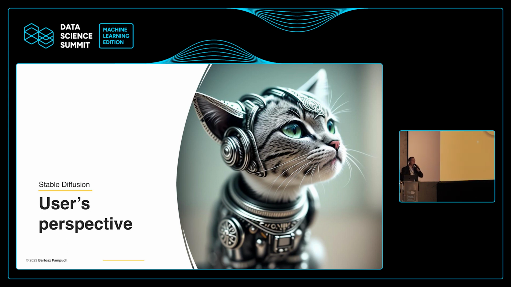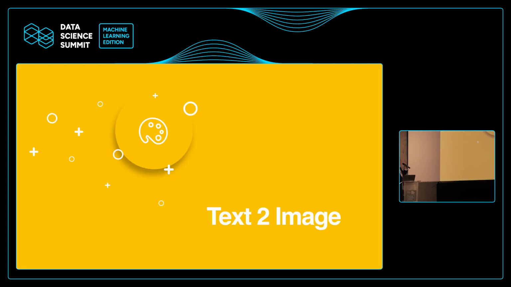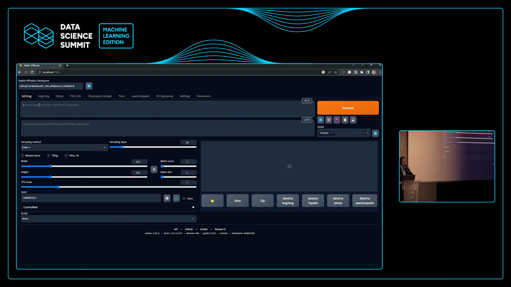So as you know, Stable Diffusion is a generative model, or a set of models actually, and it is mostly known and famous because of this text-to-image capability, which allows us to generate an image from a prompt, from the text. So the thing that you see here is called Web UI.